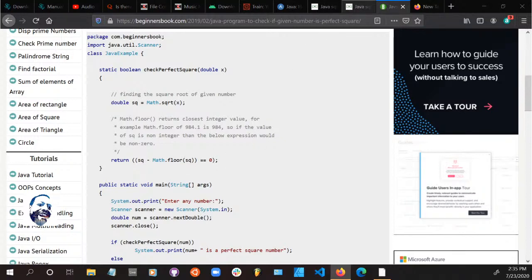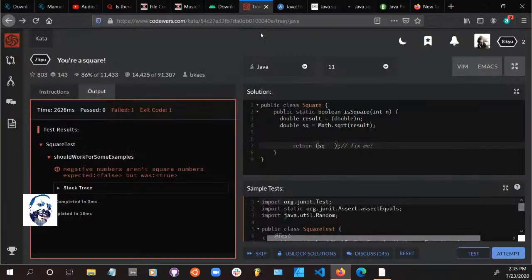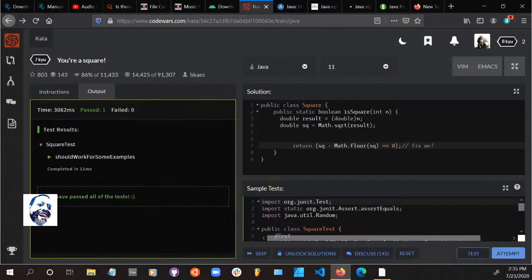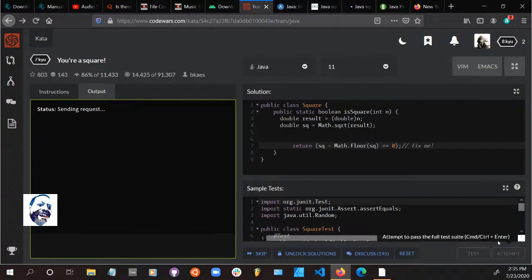Right here. And so I say dot floor. And it's gonna be equal to 0. This minus this equals 0. Test. And what do you know? I passed. I attempted, and I got it.